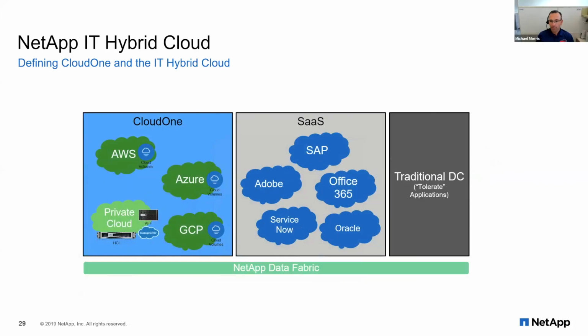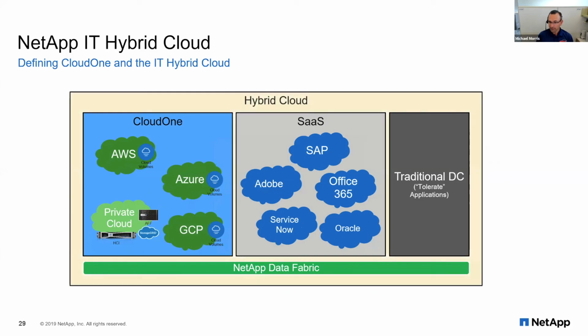So if we finish out our hybrid cloud, we still have our traditional data center. Those are where the tolerated applications run. We don't have an exact time frame on eliminating all the tolerated applications, but if I had to guess, it's going to take about a decade to really work through all those applications. So we'll have our traditional data centers for the time being.